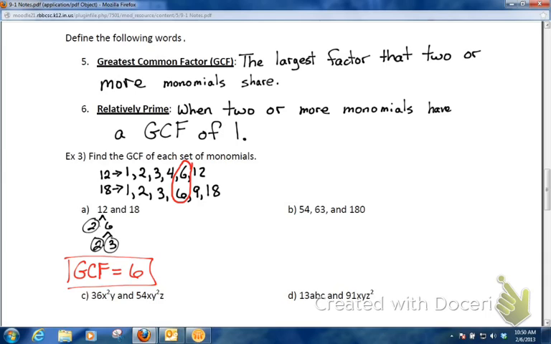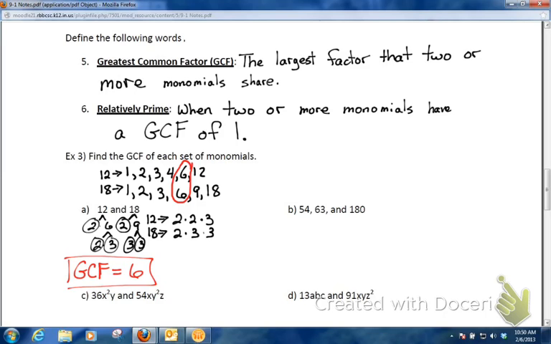So for 12, I would have 2 times 2 times 3. And I am going to write this out without using exponents, and you'll see why in a second. 18 then, I write out as 2 times 9. 9 then is 3 times 3. So for 18, I write out 2 times 3 times 3.